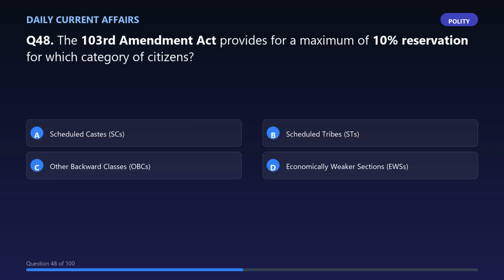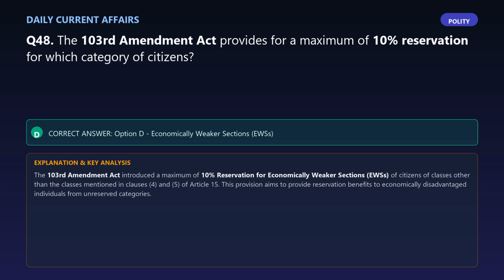Question 48. The 103rd Amendment Act provides for a maximum of 10% reservation for which category of citizens? The correct answer is option D, economically weaker sections, EWSs. Explanation. The 103rd Amendment Act introduced a maximum of 10% reservation for economically weaker sections, EWSs, of citizens of classes other than the classes mentioned in clauses 4 and 5 of Article 15. This provision aims to provide reservation benefits to economically disadvantaged individuals from unreserved categories.